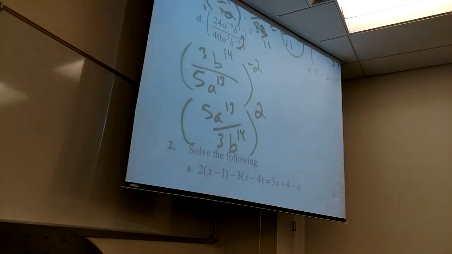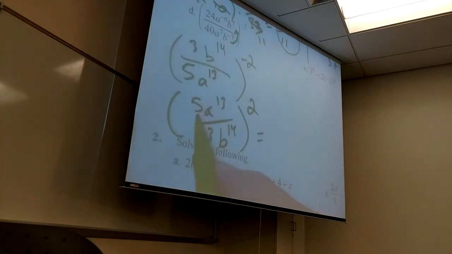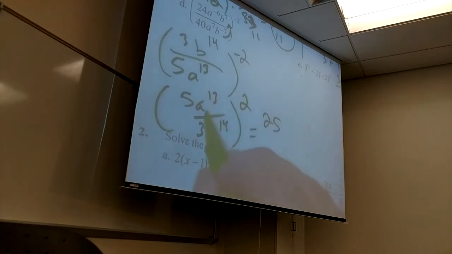And I still have to square it. So if I square everything, what do I get? 5 squared is 25. A to the 13 squared, uh-oh. Is there a 13 in there? No. I have 2 groups of 13 A's. So how many A's do I have?